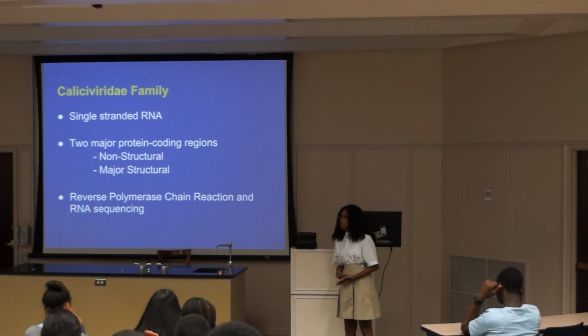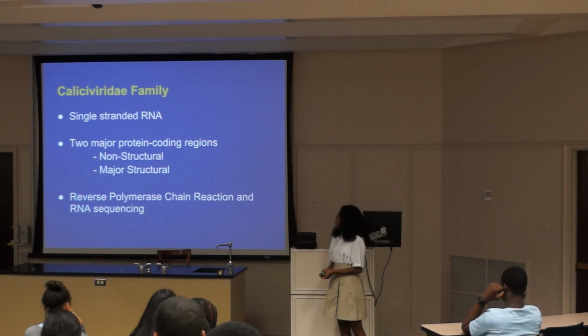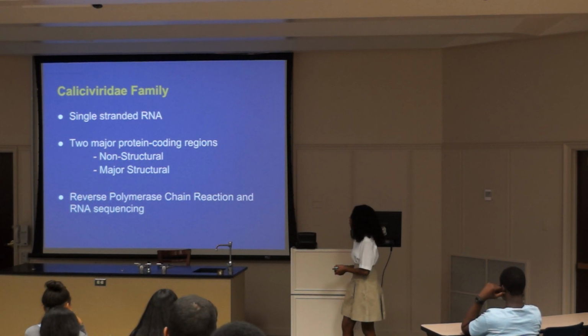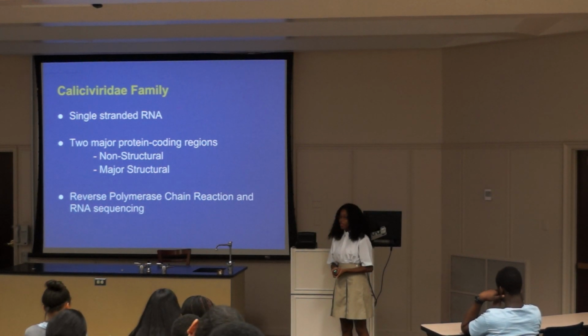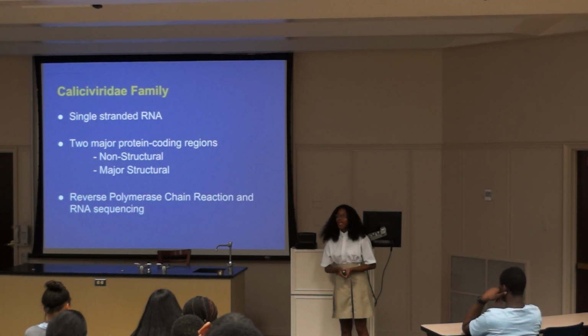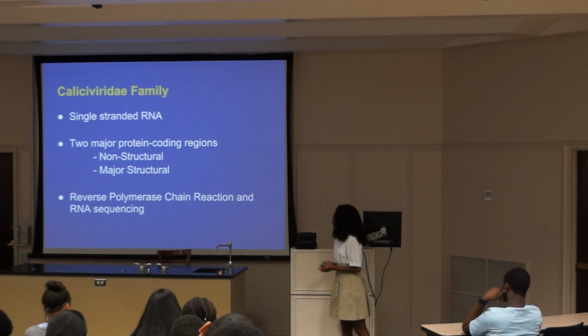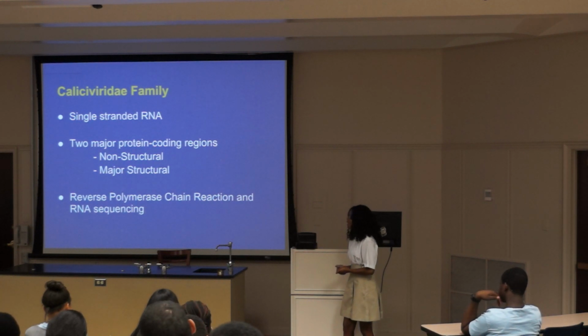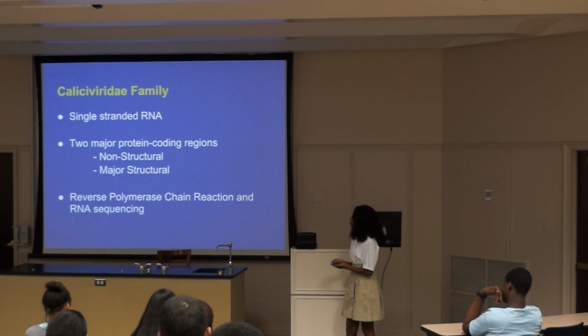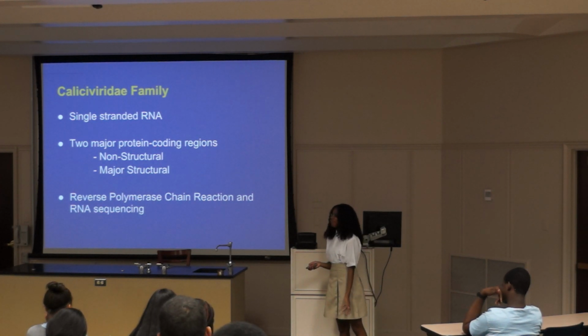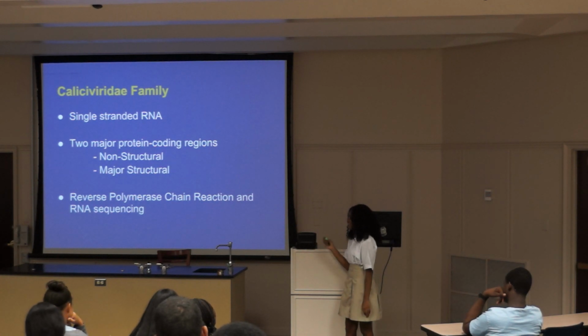So neurovirus is a part of the Calicibridae family, which is a group of single-stranded RNA, and it has two major protein coding regions, which is non-structural and major structural. Also, reverse polymerase chain reaction and RNA sequencing is sometimes used to diagnose someone for neurovirus.